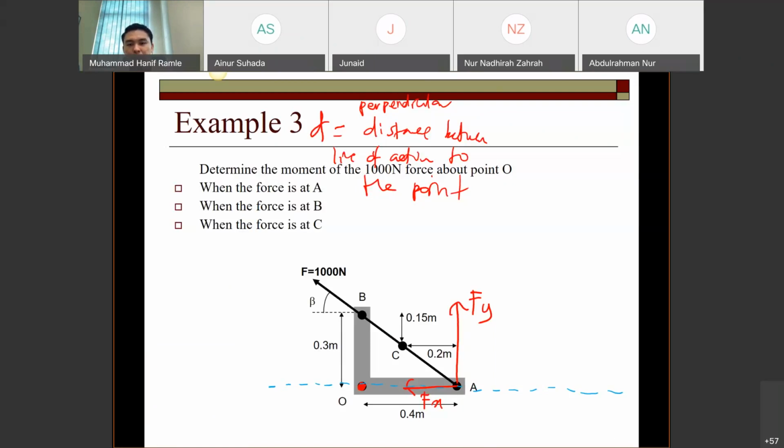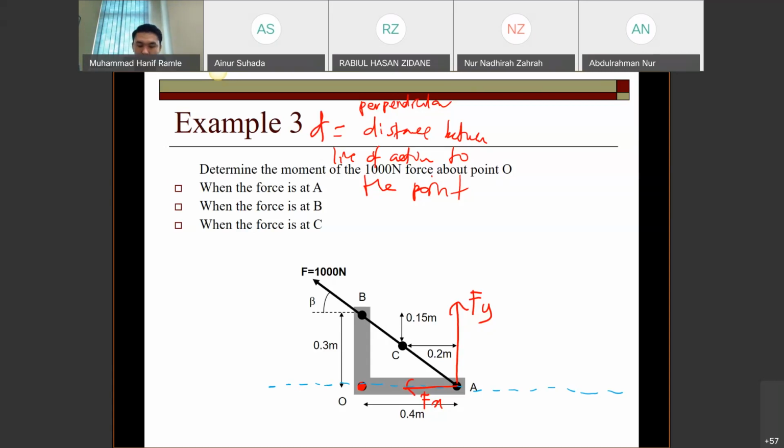No, Doctor. Yes, the answer is no. It means there is no perpendicular distance from the line of action to the point O. So that's why the X component is 0. Do you get it? Okay, Doctor, clear.